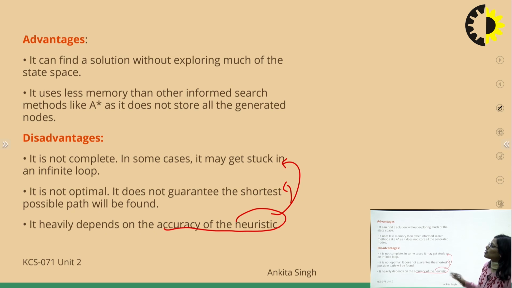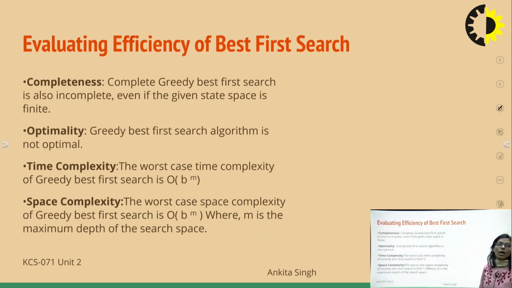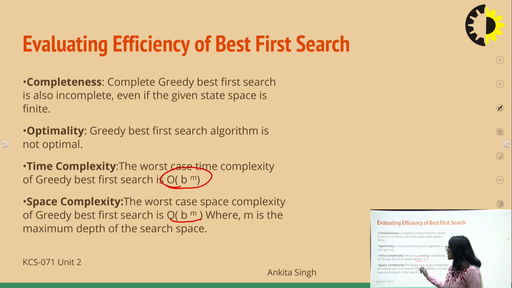So therefore, this is the problem of your best first search algorithm. Now, evaluating the efficiency of best first search, it is not complete. Why? Because it cannot guarantee you the solution every time. It is not optimal, and the worst case time complexity is order of b to the power m. This is the same as that of your breadth first search algorithm. In the worst case, it will behave like this, and the space complexity of your best first search algorithm is also, in the worst case, order of b to the power m. So that was your best first search algorithm.